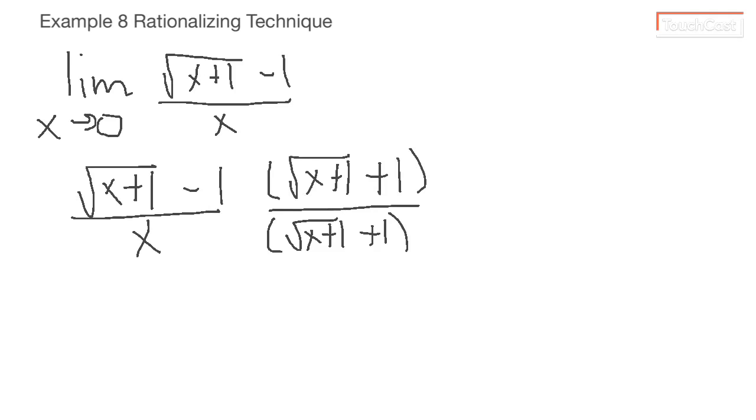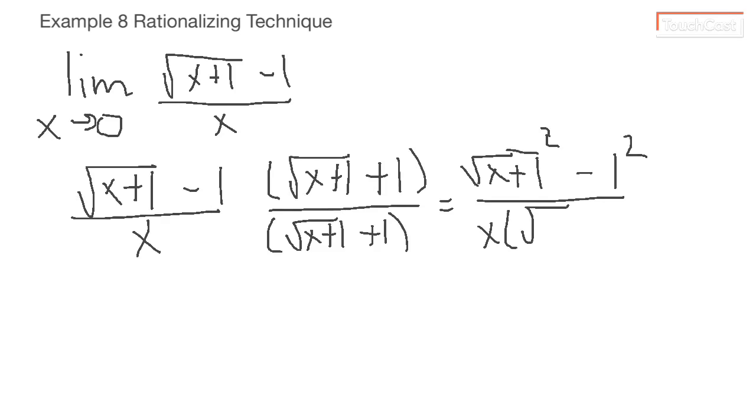Essentially, it's very similar to going x plus 1 times x minus 1. We're essentially going to square the first term, and in this case the first term is the square root of x plus 1, squared, minus the second term squared, 1 squared. And then in our denominator, let's leave it as x times the square root of x plus 1 plus 1 for now.